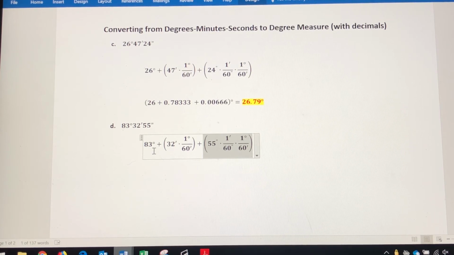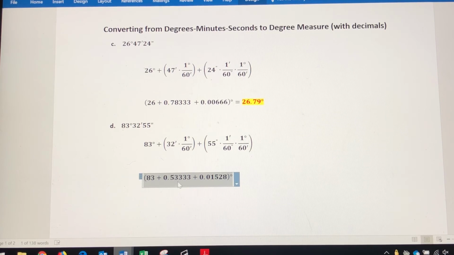In a calculator, you can do this in order, or you can break it down by parentheses and find out what these are. So I've got 83 plus, when you do 32 times 1 over 60, you get 0.53 repeating. When you do 55 times 1 over 60 times 1 over 60, you get something approaching 0.01528. It's not exact; this keeps going. So when I add these together, my final answer is approximately, rounding to the nearest thousandth, 3 places, 83.549 degrees. 83.55 degrees would be fine, but that is how you convert from DMS, degrees, minutes, seconds, to decimal form. You have to make sure you memorize these conversion factors to help you make these conversions.